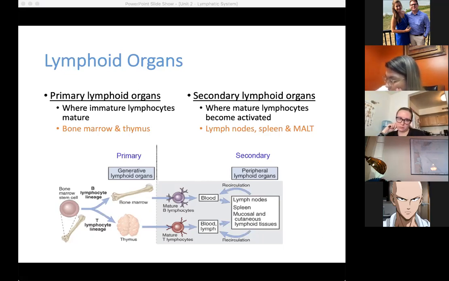And we are going to go through the various lymphoid organs. I'll give you a description in case you're wondering, like, what the heck is the thymus? I'm going to go through that in a second. So those are the two primary lymphoid organs, and then the secondary lymphoid organs. These are where B and T cells will go later to become activated and to actually start functioning.